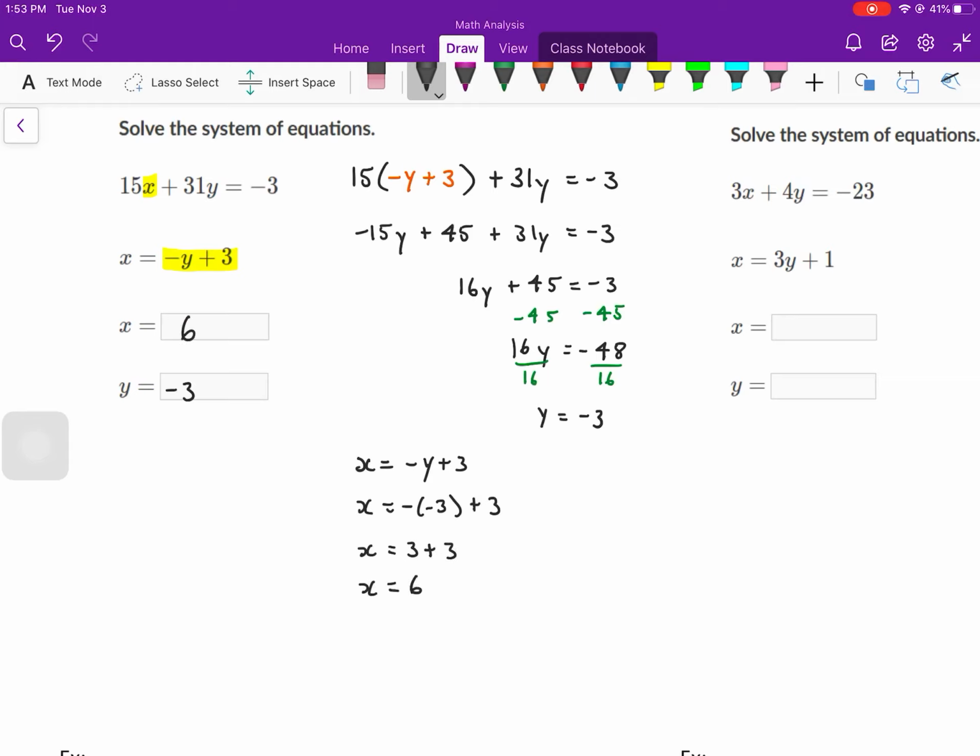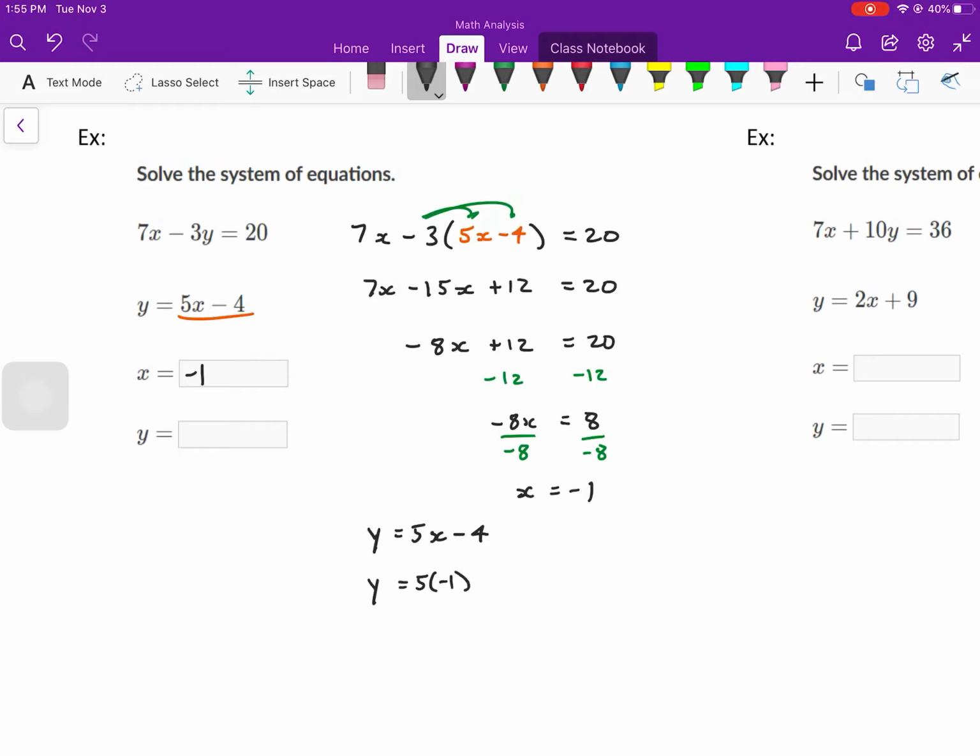So once again, your choice on how you want to get y, you could plug it into this one or this one. A little bit easier to pick the bottom one though. So y equals 5x minus 4. So y equals 5 times negative 1 minus 4, which is negative 5 minus 4, which is negative 9. Where did I get the x? Remember, x is negative 1, so I substituted that in to get the y.